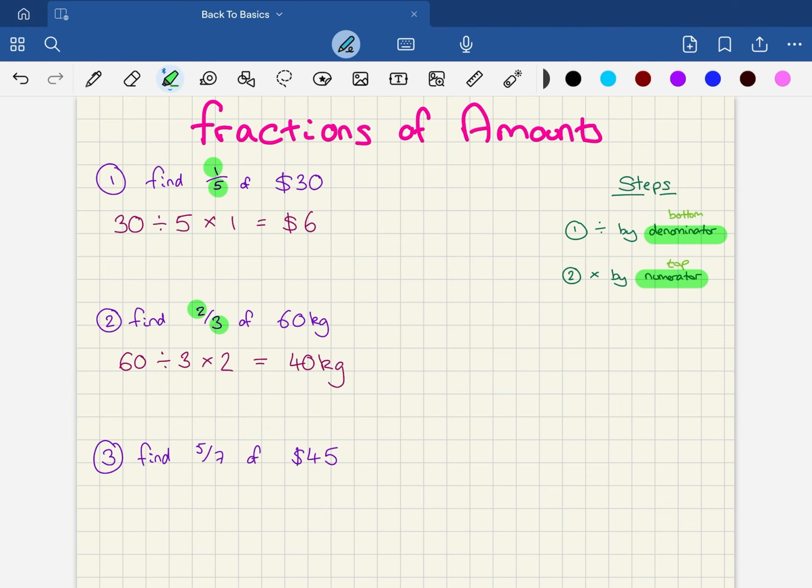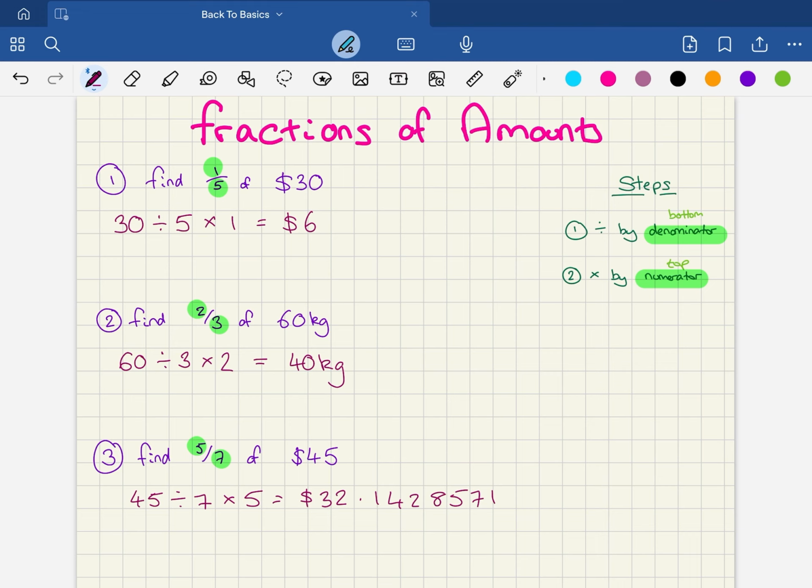Now, this last one, I want to find 5/7 of $45. My first step is going to be to divide by the 7, so I'm splitting 45 into 7 equal parts. I know that 45 doesn't divide exactly by 7, so I'm going to get some decimal places here, and then I need to multiply it by 5. So I will type into my calculator 45 divided by 7 multiplied by 5, and I get $32 point, I get lots of decimal places, so 1, 4, 2, 8, 5, 7, 1.